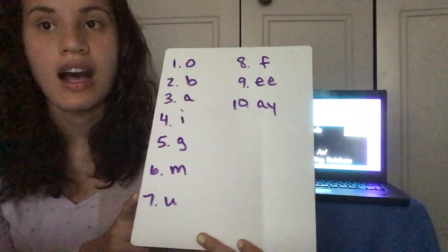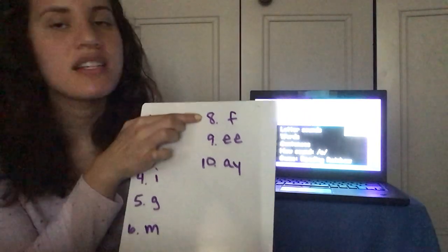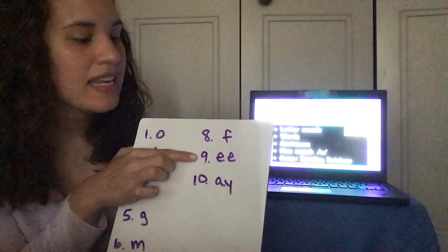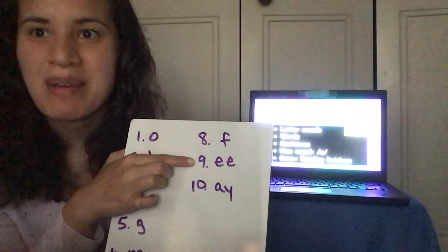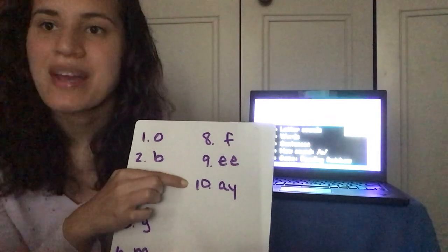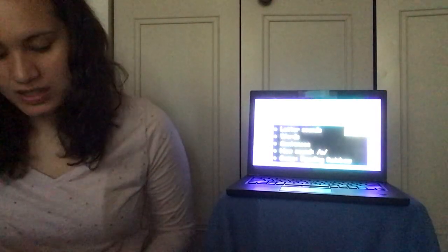Number 7, U makes the sound, like up. Number 8, F makes the f sound. Number 9, E. 2 E's together make that long E sound. And number 10, AY makes that long A sound. Alright, we are done with our letter sounds. Now we are going to move on to words.